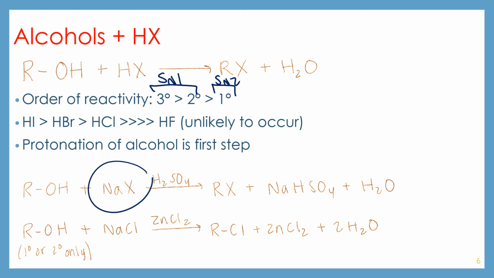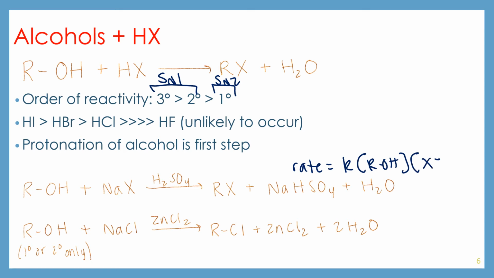Typically, just being able to add in more of the nucleophile is better, because remember, if you're going through an SN2 mechanism, the rate is equivalent to the rate constant times the concentration of your substrate, which is your alcohol, times the concentration of your nucleophile, which in this case is X minus. So if you can increase X minus, you're going to increase the rate of the reaction.